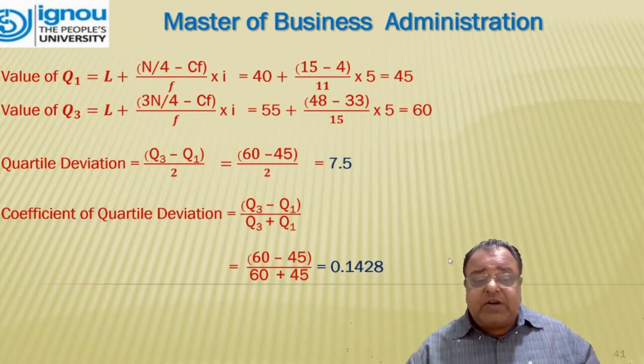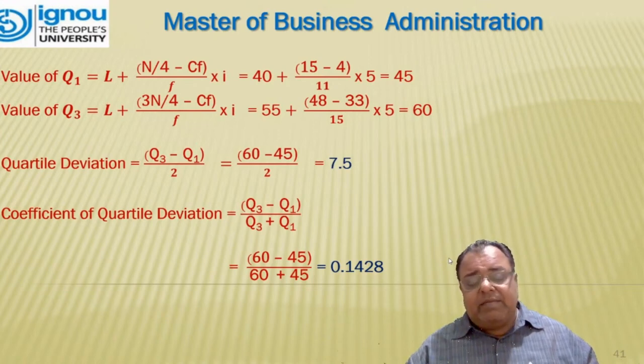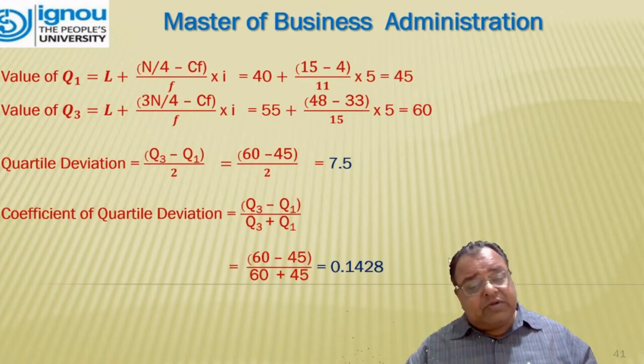And the coefficient of quartile deviation is Q3 minus Q1 upon Q3 plus Q1. Putting the values together, we arrive at 0.1428.